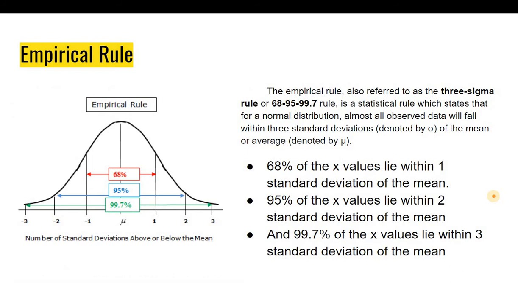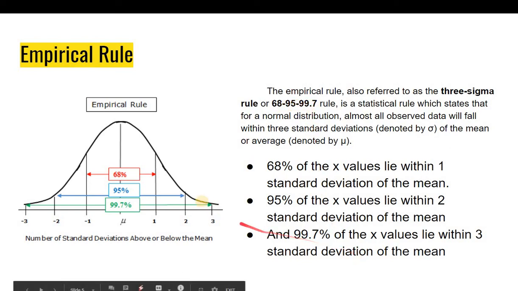Now, when dealing with normal distributions, there is what we call an empirical rule. The empirical rule, also referred to as the 3 sigma rule, or 68, 95, and 99.7. The rule is a statistical rule which states that for a normal distribution, almost all observed data will fall within 3 standard deviations, denoted by sigma, of the mean. So, sabi daw dito, meron lang tatlong buckets wherein our data would fall. It could be 68, it could be 95, it could be 99.7.